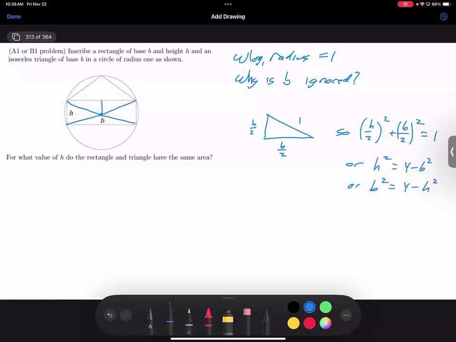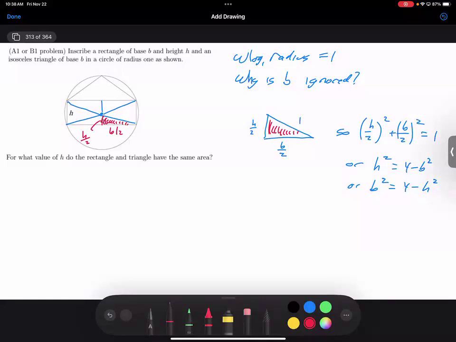Where's the h origin? I'm sorry? Which triangle does that represent? Well, say the triangle down here. Okay, I see. And then this would be B halves over here, and then this would be h halves.